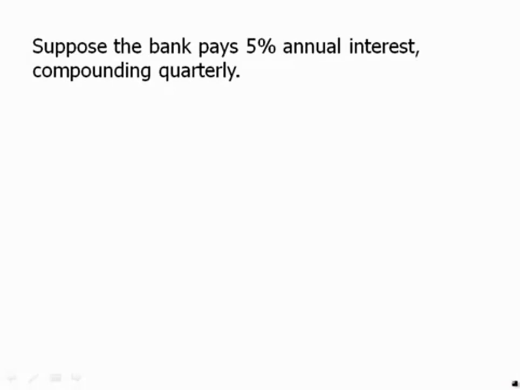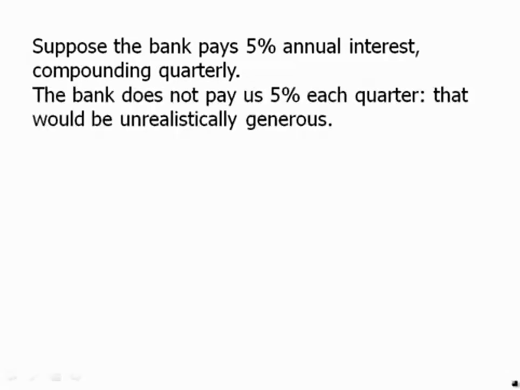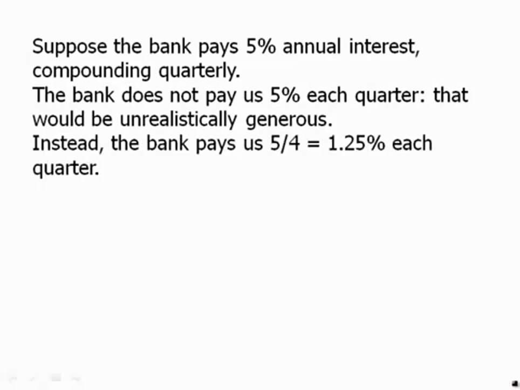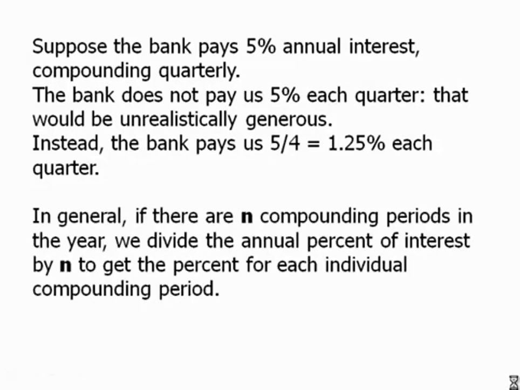Suppose the bank pays 5% annual interest compounding quarterly. The bank does not pay us 5% each quarter. That's not what's going on. That would be unrealistically generous. Instead, the bank pays us 5% divided by 4, which is 1.25%. That's the percent each quarter.